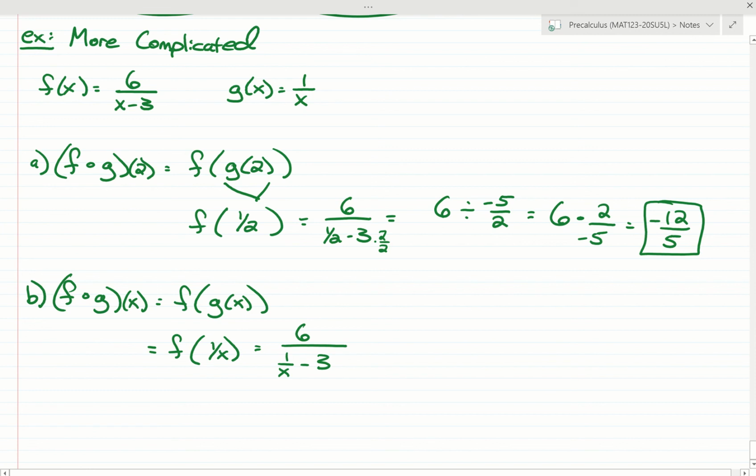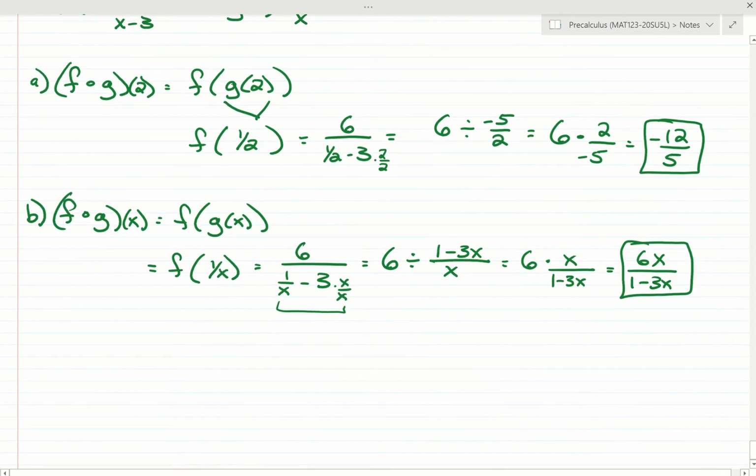Okay, well, let's do the same thing we did before, where we get a common denominator. And this turns into 6 divided by 1 minus 3x all over x. I just combined these two fractions. 1 over x minus 3x over x is 1 minus 3x all over x. Well, just like before, when you have division, we could just change that to multiplication. And we get 6x over 1 minus 3x.